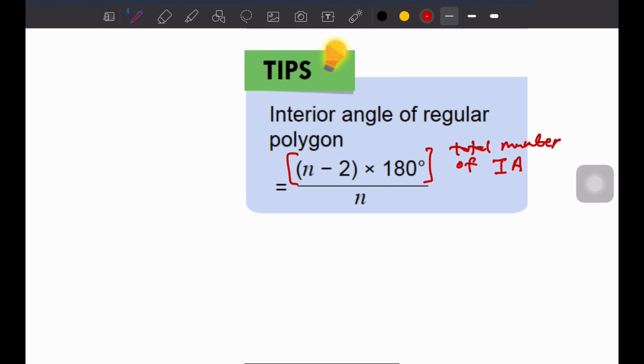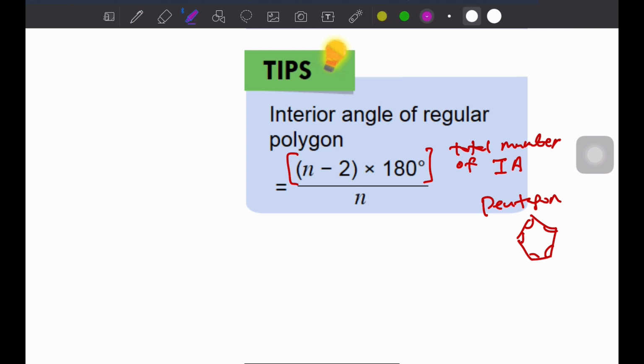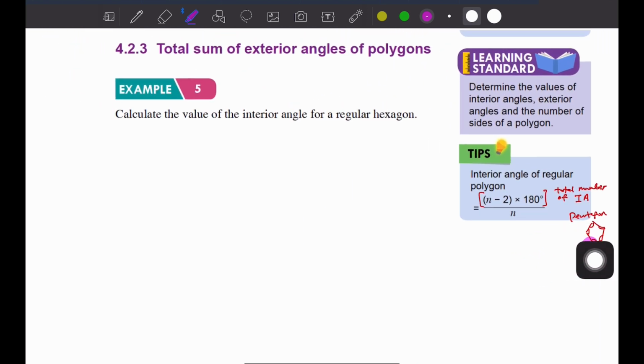Kalau contoh kita kira untuk Pentagon, kita akan dapat total semua 5 sudut tu. 1, 2, 3, 4, 5 total semua. Tapi kalau kita nak salah satu sahaja, contoh saya nak ambil ni sahaja, saya kena bahagikan dengan berapa sisi yang ada. So contoh kalau Pentagon 5 bahagi 5, so dapatlah angle bagi setiap sudut itu. Okay, boleh.